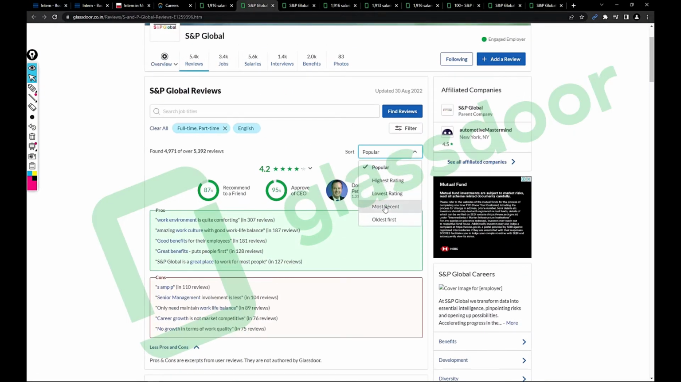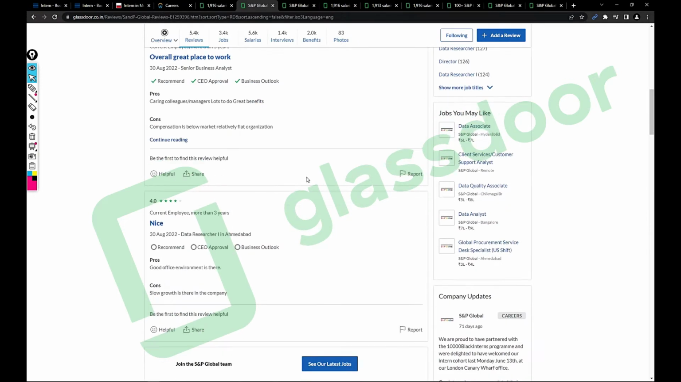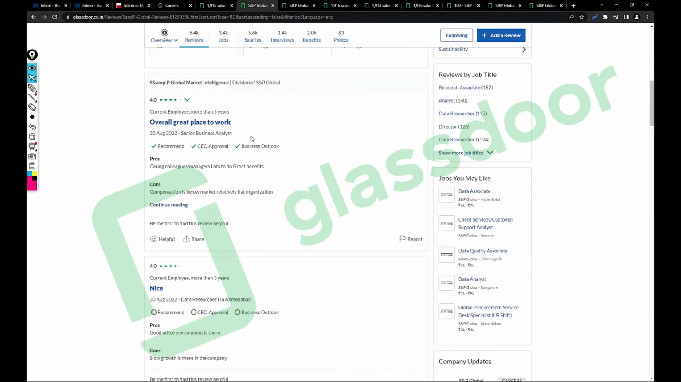So let's talk about the most recent reviews so that we have some good idea. Overall, it's a great place to work. Caring colleagues, managers, lots to do, great benefits. Compensation is below market, relatively flat organization. The compensation is below market because it has 4.3 work-life balance. So no pressure, no need to work on weekends. I mean, not for all the roles, but most of the roles.